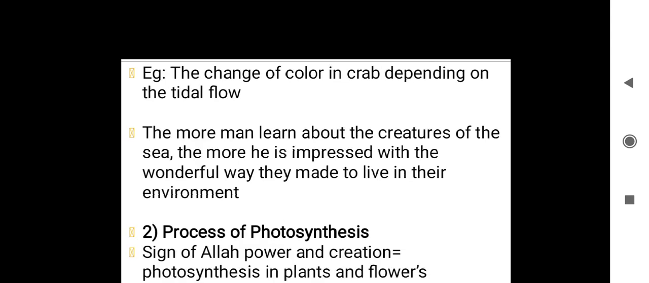Next, okay, before that, the change of color in crab depending on the tidal flow. Some of the creation, for example crab, are able to change color. The more man learns about the creatures of the sea, the more he is impressed with the wonderful way they are made to live in their environment. All right, for those who study, you can Google it. You can find any videos or pictures on the web.